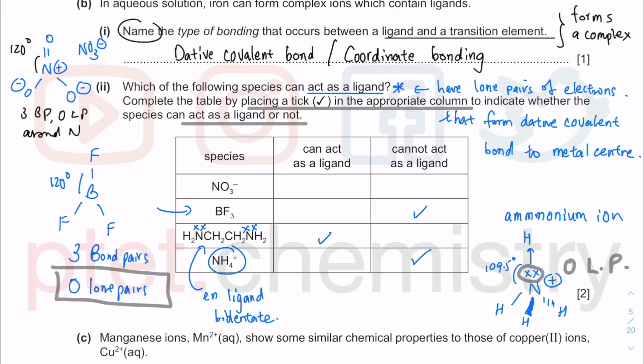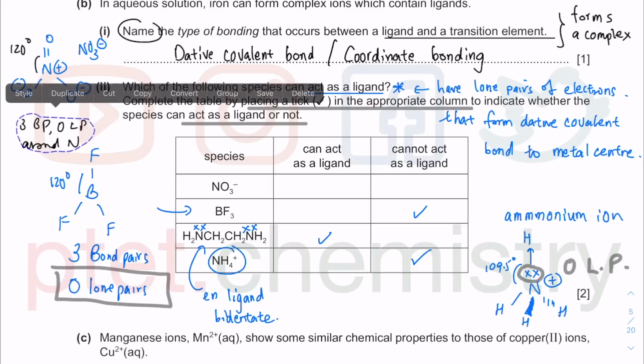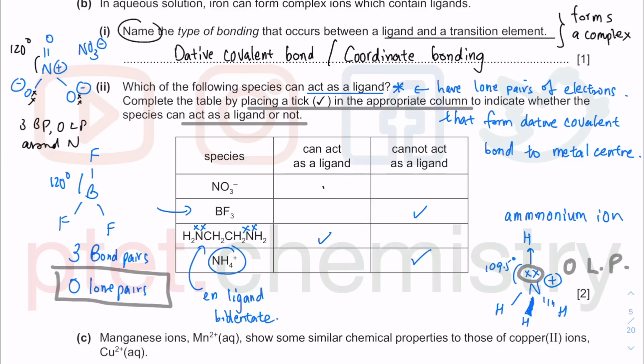So NO3 minus does have lone pairs. Where are the lone pairs? Not on the nitrogen, but on the oxygen. So there are more than one lone pair there. I've just shown you one lone pair there. The mere fact that you have lone pairs, it can act as a ligand.